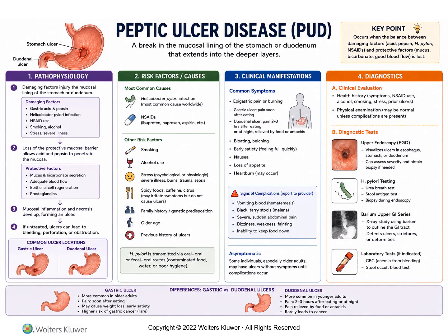Another major complication is perforation. So if the ulcer erodes completely through the stomach or duodenal wall, GI contents can then spill into that peritoneal cavity, and that's going to be an emergency. The classic finding here is sudden severe abdominal pain. The abdomen may become rigid or board-like because, again, that peritoneal irritation, and the patient may eventually develop signs of peritonitis and eventually sepsis, shock, death.